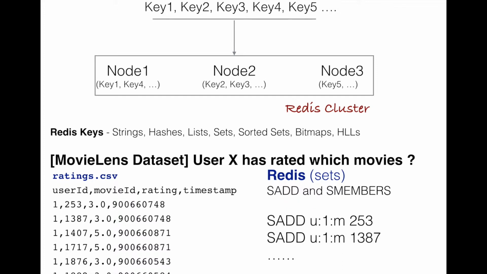We will add records to Redis and get answer to our query. User 1 has rated which movies. For sets, we have Redis commands like SADD and SMEMBERS. SADD is used to add values to sets, and SMEMBERS is for retrieving values from the set. Let's see the demo.